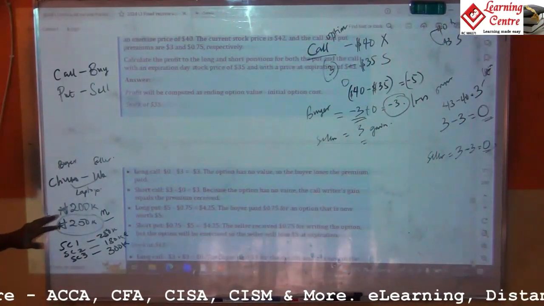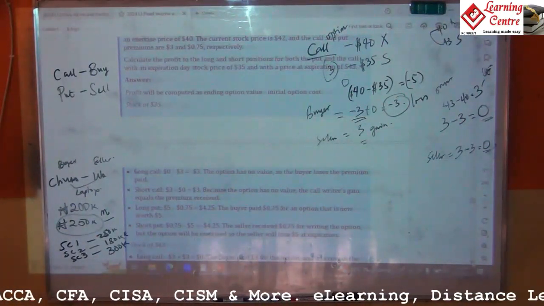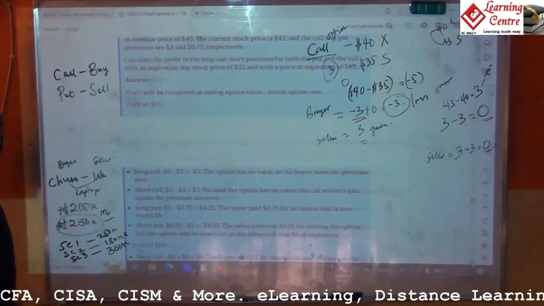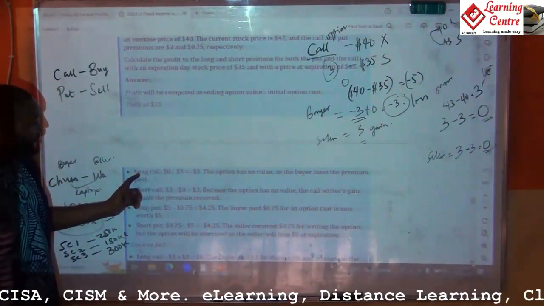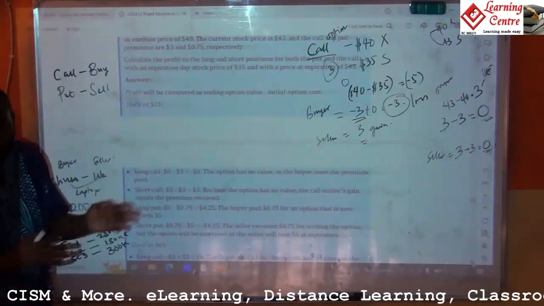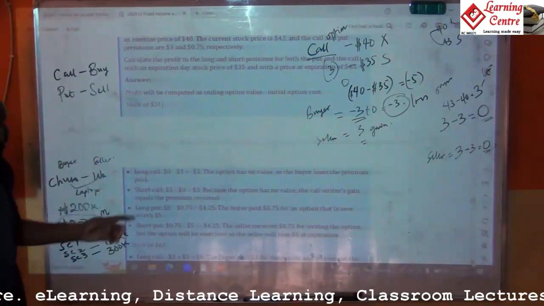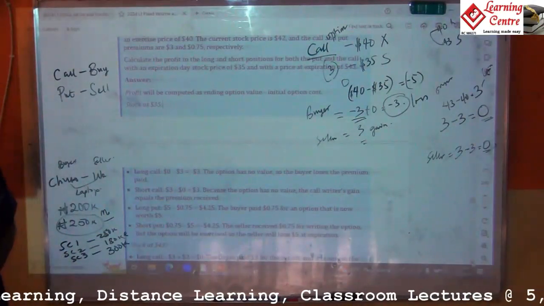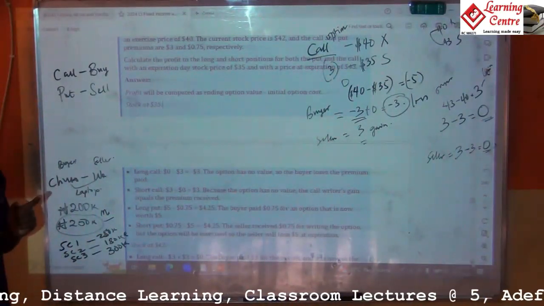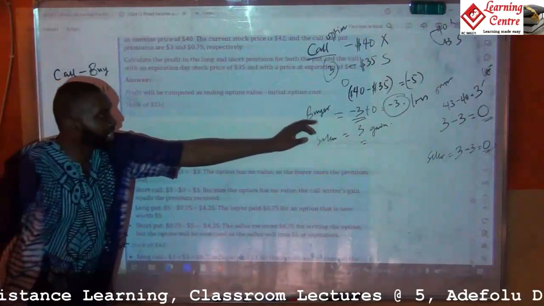So the one I've explained is the call. The long and short, you see long and short. Long is the person buying the call option. Short is the person selling the call option. So you need to note that, which is what I've explained there.